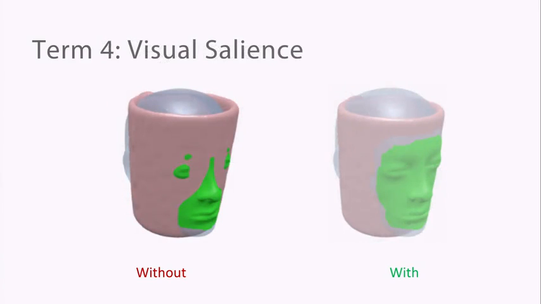So the visual salience term, we say that some parts of the animal shape are visually salient. So we want people to see these parts. So for the face, it's like the eyes, nose, and mouth. And we want visually salient regions to be visible in the final shape. So this term penalizes the occlusion of these parts. So without this term, you see the face is partially embedded in the cup. But with this term, the front of the face is coming out.